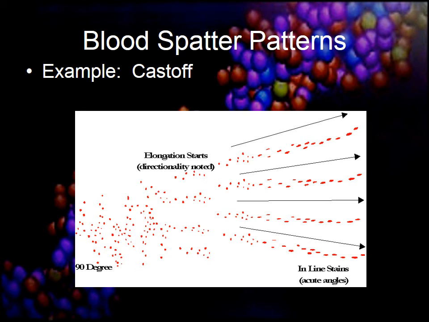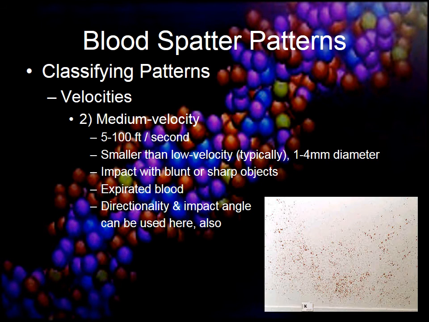Here's a good example of cast off. You can see how we have different angles based upon where the, say it is a hammer that had blood on it, starts and where it ends and starts its redirection.